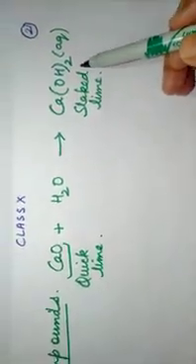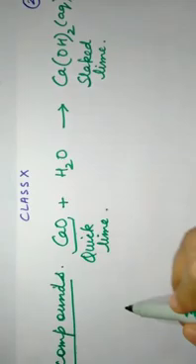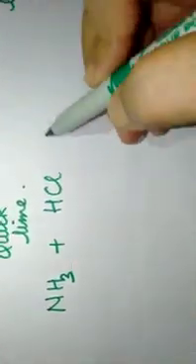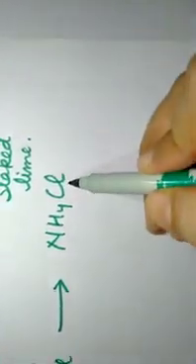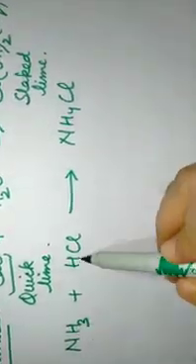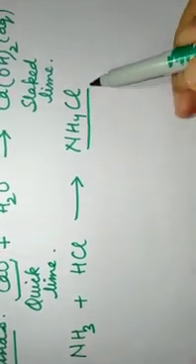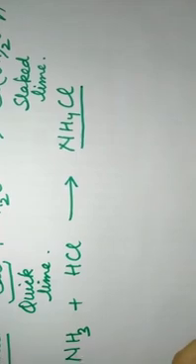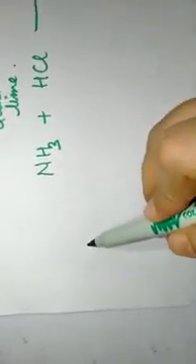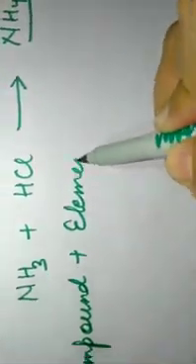Now we have one more: ammonia combines with HCl, NH3 plus HCl forms NH4Cl, ammonium chloride. Here also 2 compounds combine together and form a single product. So this is also an example of a combination reaction. One more is there. Now the third category is when a compound combines with an element.